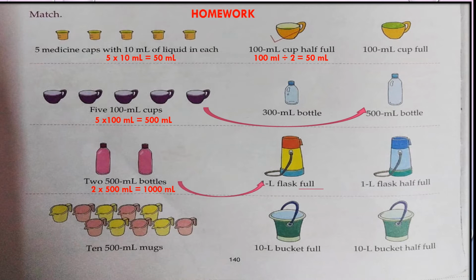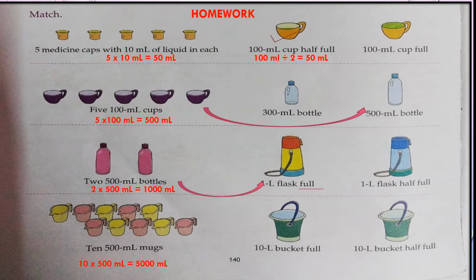Now see the last question. 10 500 ml mugs. The number of mugs are 10 and it is of 500 ml. Okay, now when you will multiply, you will get 5000 ml. Now you have to find out which bucket is 5000 ml. Now you can see the first bucket, it is 10 liter bucket full. Full means complete, that is it is totally 10 liter. Now 10 liter means 10 into 1000, that will be equal to 10,000. So it is not equal.